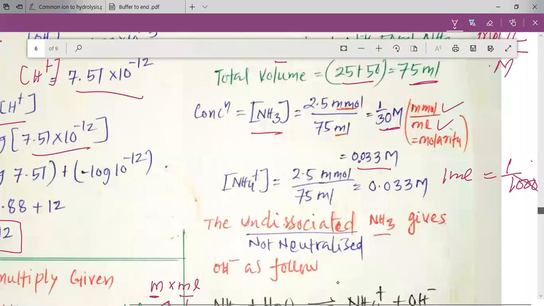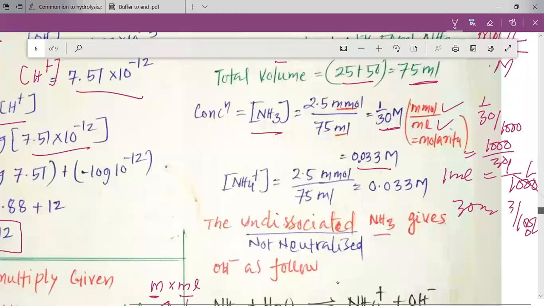1 ml is equal to 1 upon 1000 liter. So 30 ml is equal to 30 upon 1000 liter. So we can put 1 upon 30 divided by 1000, that is 1000 divided by 30, which gives us the value 0.033 mole per liter.